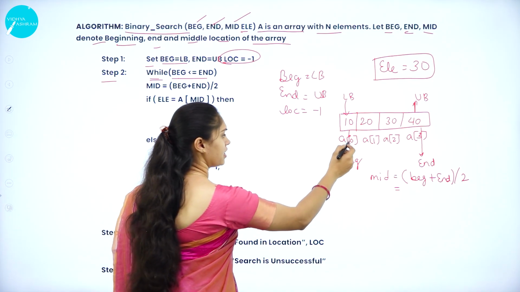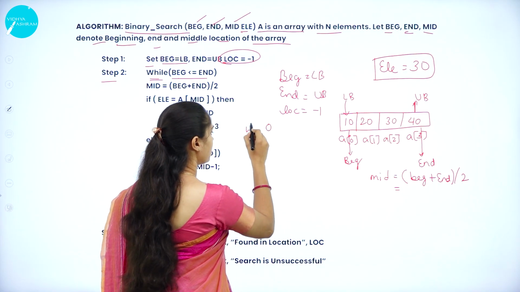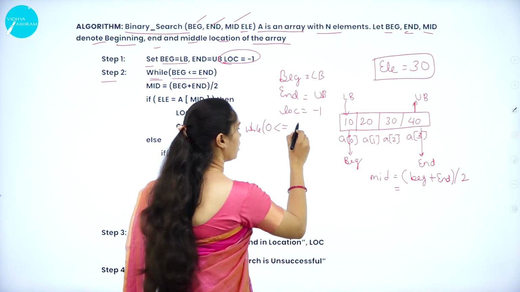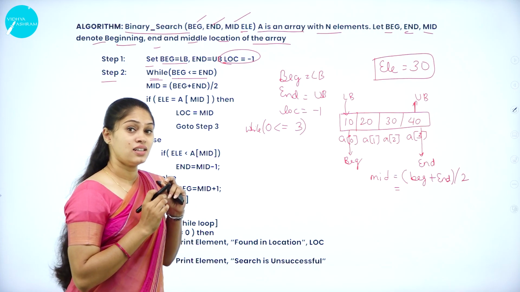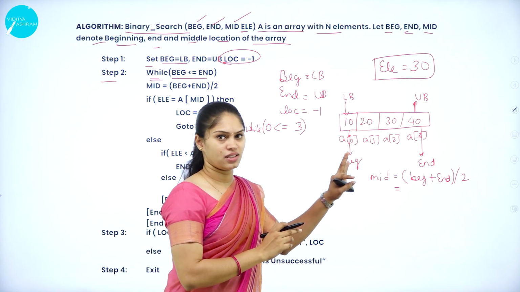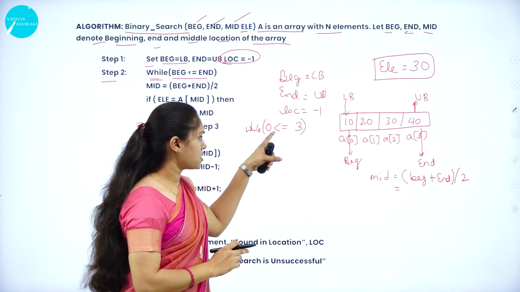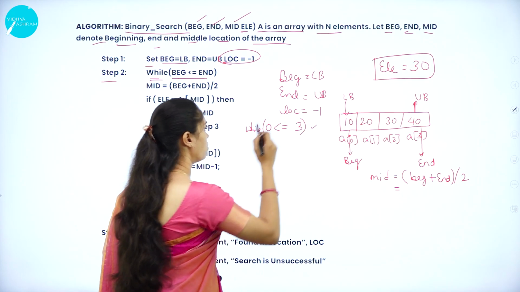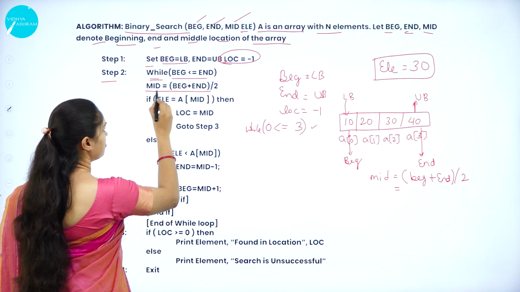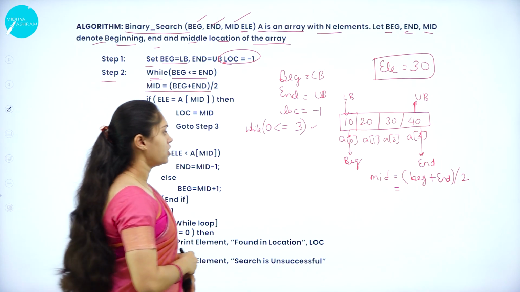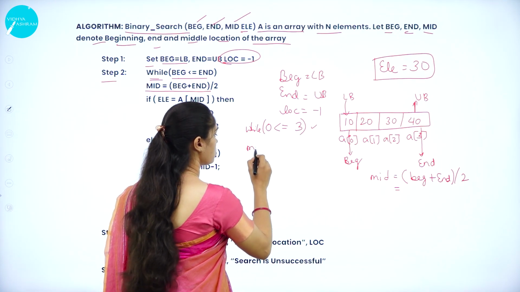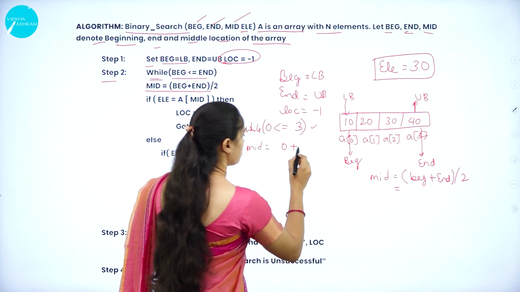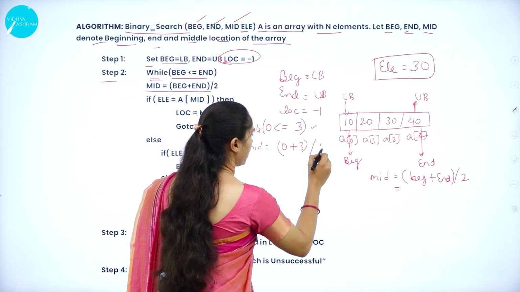So what is the beginning here? That is a of 0. While 0 is less than or equal to, what is the end value? That is 3. So take the location, don't take the element. Okay, so take the location, beginning is 0 and end is 3. So if 0 is less than or equal to 3, it is true. Then I am going to find the mid element. Mid is equal to (beginning plus end) by 2. So mid is equal to, what is the beginning value? That is 0 plus end value, that is location, 3, divided by 2.